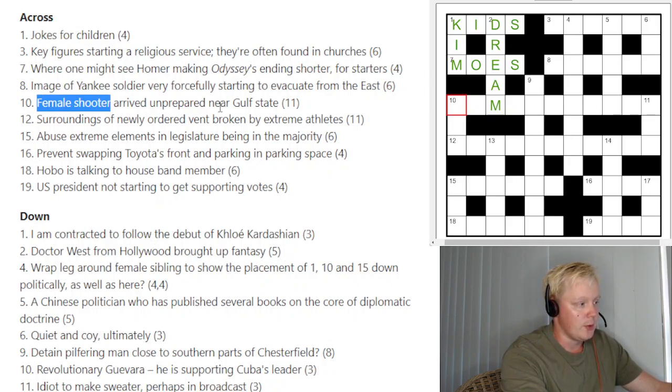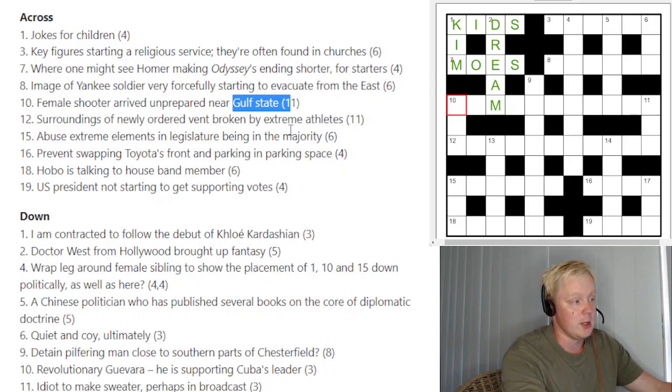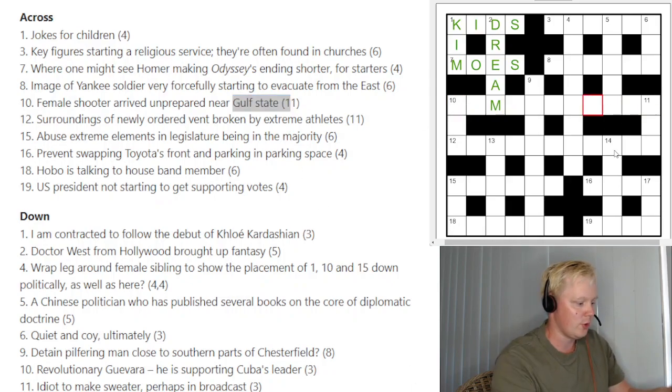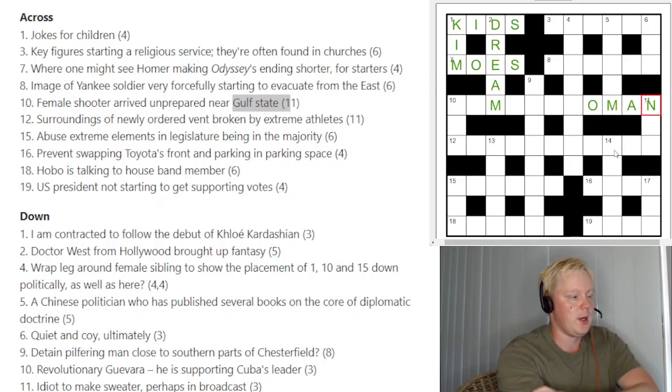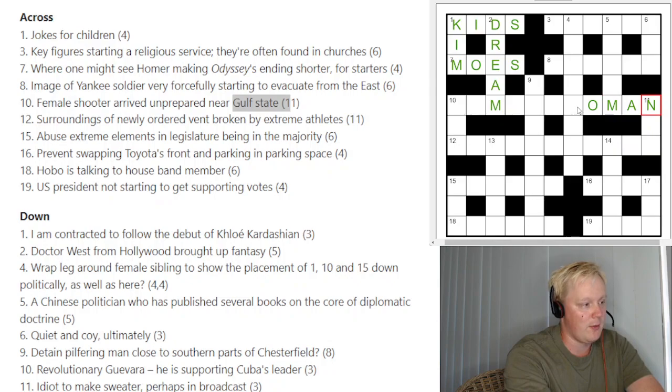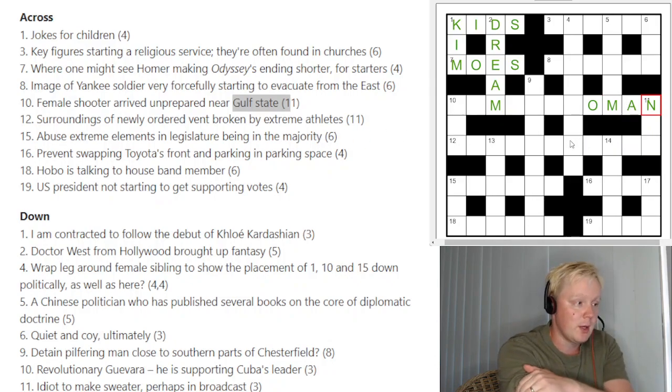And the definition would be female shooter. Well, Gulf State can only be so many things. It can be Saudi Arabia, Qatar, Bahrain, Oman, the United Arab Emirates, probably less likely, right? Kuwait, Iran. Are we missing something? Yeah. Well, if you look at those options for a word meaning female shooter, one of them looks pretty good at the end, right? If you have Oman at the end, something woman might be a female shooter, right? So Oman looks like it could be here.